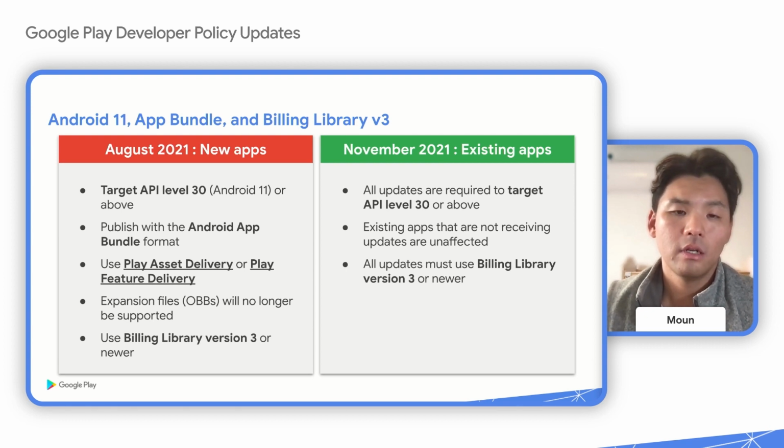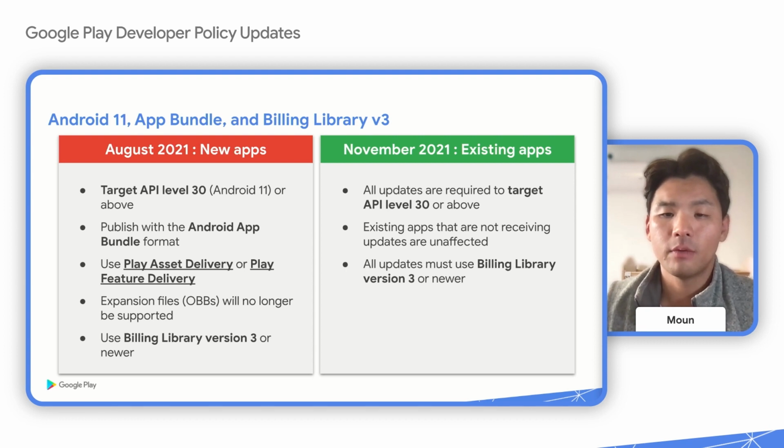Starting this November, app updates will be required to target API level 30 or above, adjust for behavior changes in Android 11, and use Billing Library version 3 or newer. Existing apps that are not receiving updates are unaffected and can continue to be downloaded from the Play Store.